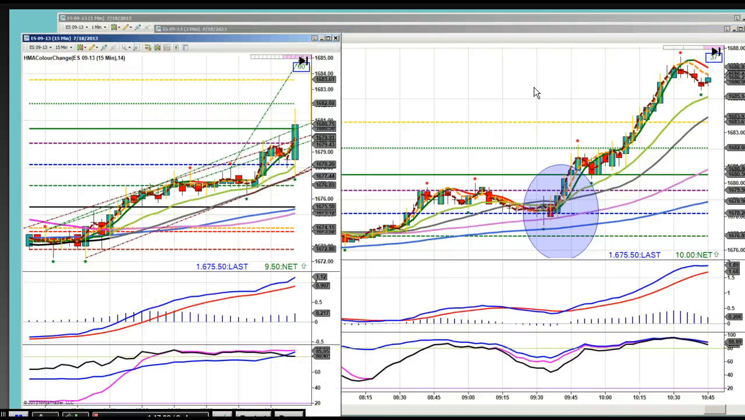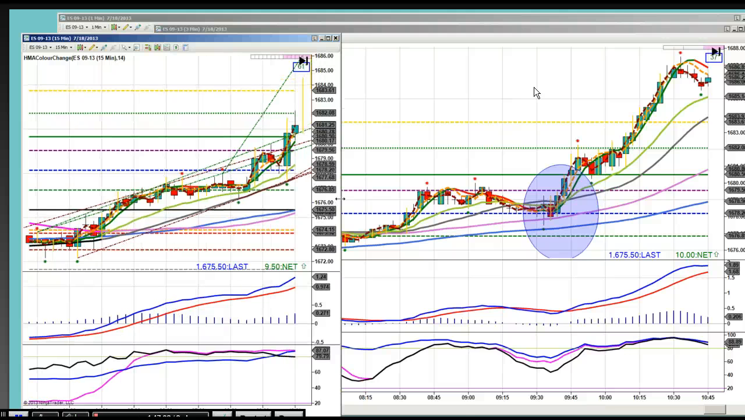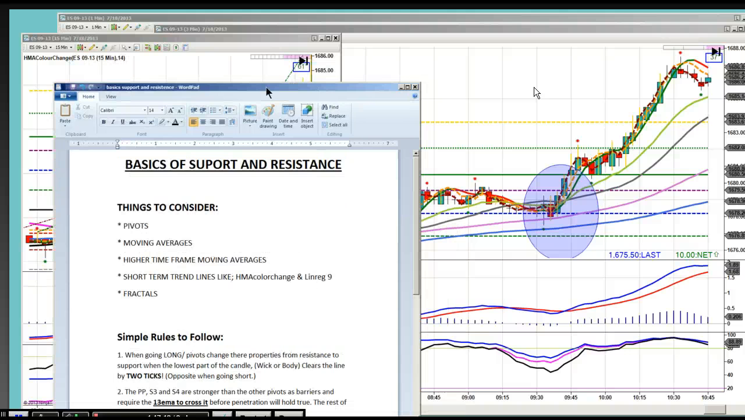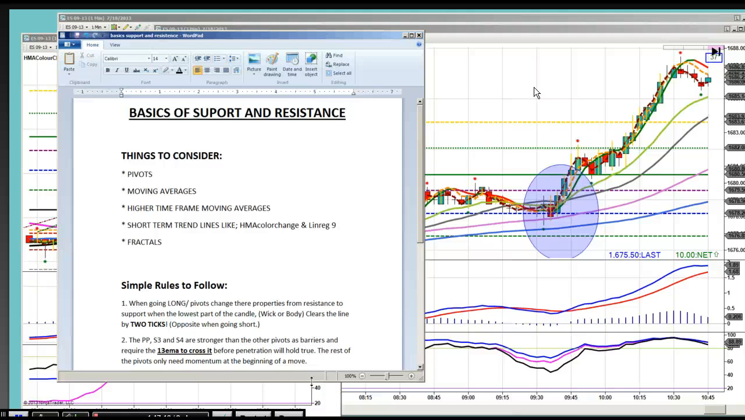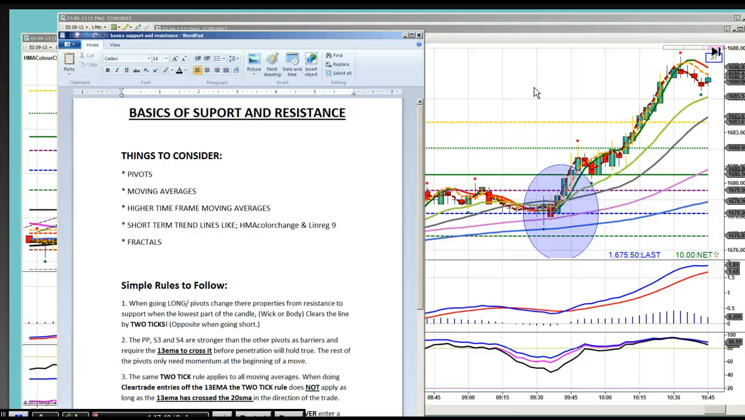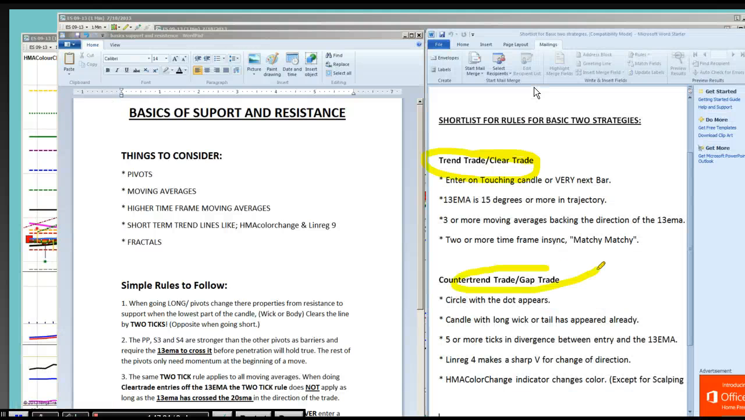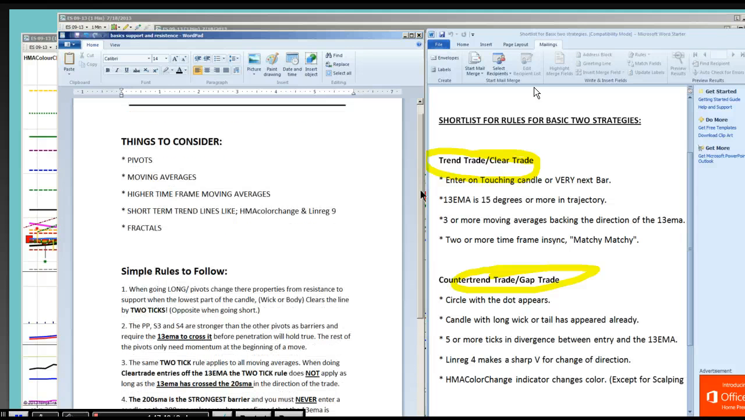So let's just wrap it up here and conclude the main points we covered today. Remember, when you're looking at support and resistance information, what are you really looking for? You're looking for places to grab opportunities, either a trend trade or a gap trade. That's essentially the information you're looking for. So it's very important to know the direction and to see if there's criteria for you to execute these two strategies.